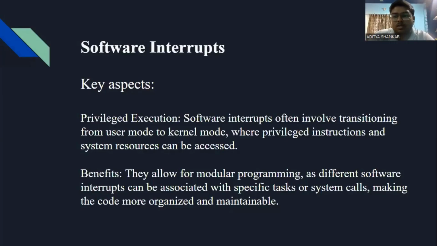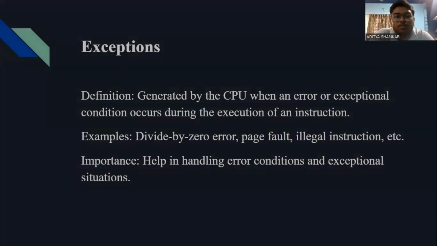Privilege execution. As I said, what is privilege execution? It is basically when the operating system needs to convert from user mode to kernel mode. Kernel mode is nearer to the computer hardware. So some programs may require performing some operations on the hardware, and then we have to switch from user mode to kernel mode. So that is an interrupt in the software interrupt. They are beneficial as they allow for modular programming, as there will be different interrupts for different conditions. So that makes the program modular.